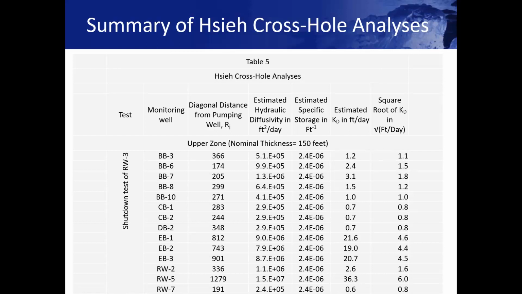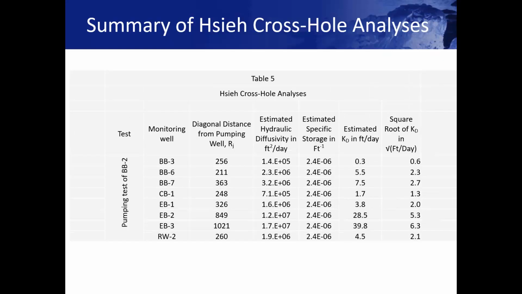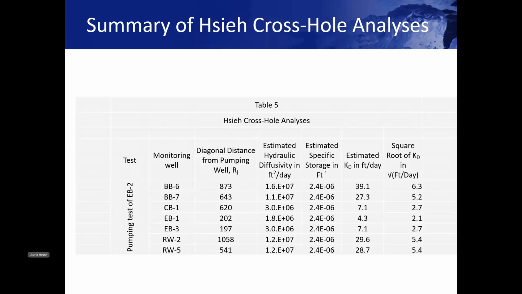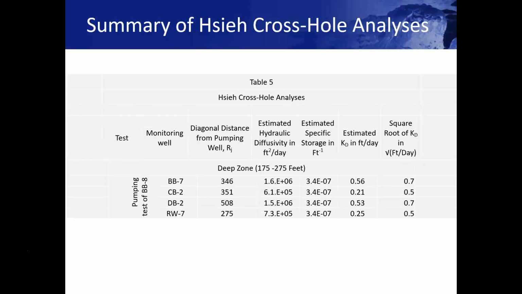So we've got a lot of this, and here's the test of BB2. These are the wells that responded to that test. We do the same thing. Another well, EB2. And then we had a deeper well, which was down in the deeper zone, which is below 175 feet. We had 4 more tests that responded. So you get a lot of data.